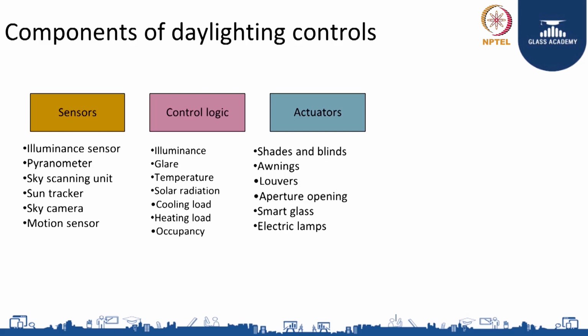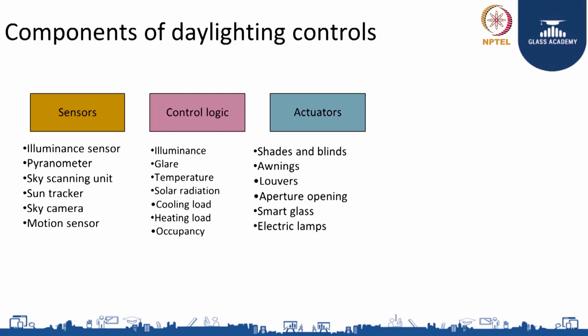Once we have sensed, naturally we will like to control something. So the actuators that are commonly used in buildings are shades and blinds, awnings, and louvers. We can control them according to the requirement, according to the sun angle, according to the light that is coming in through the window.